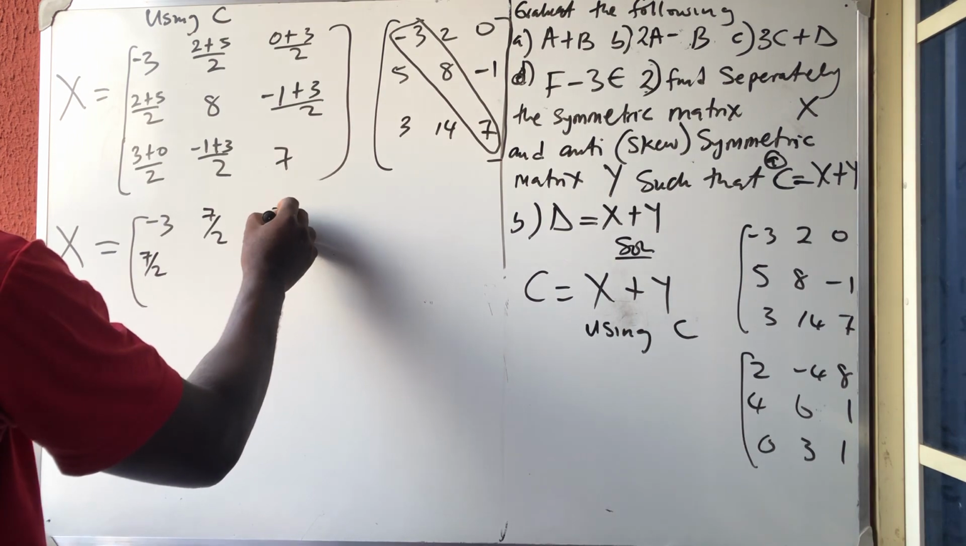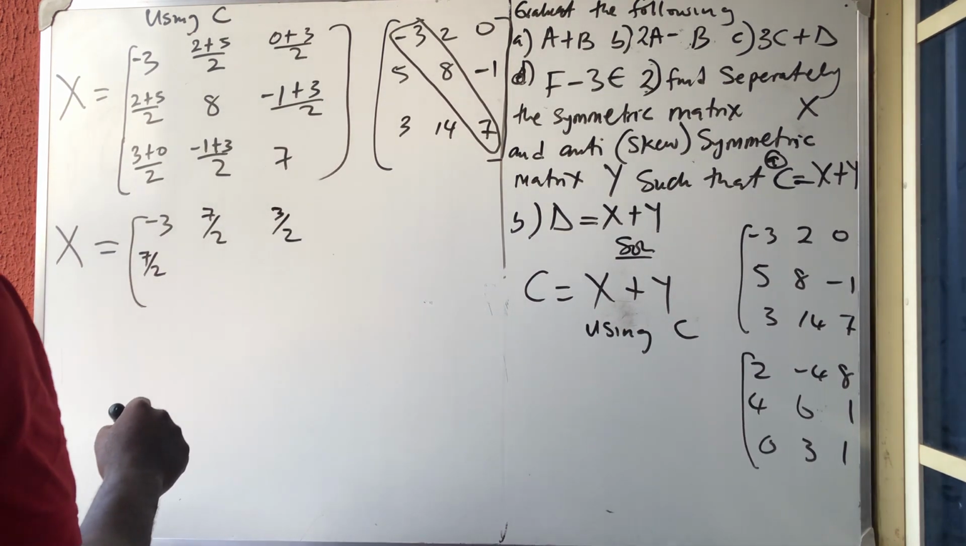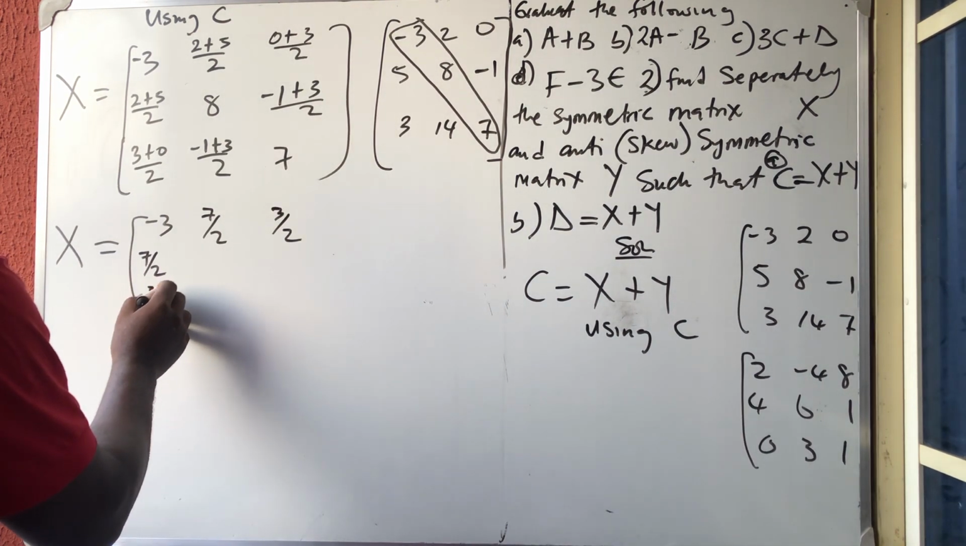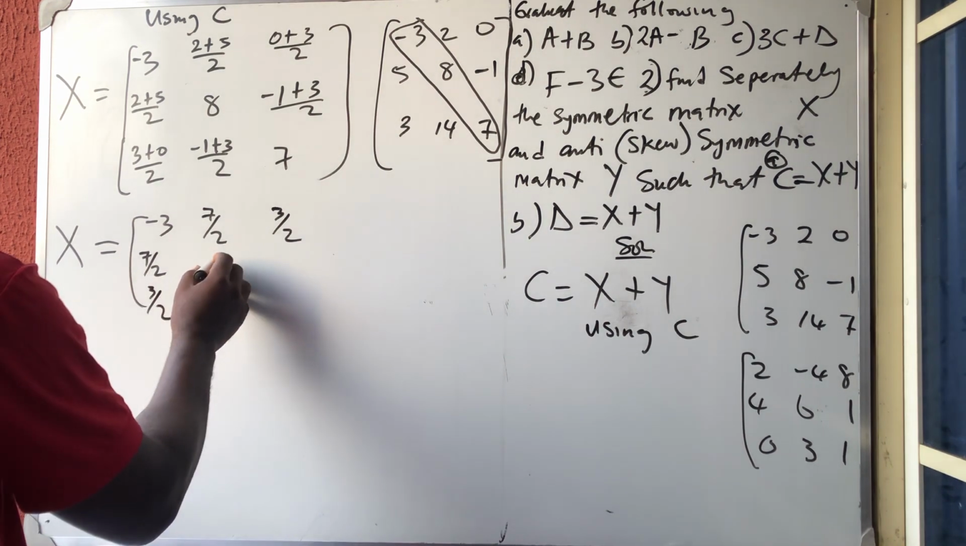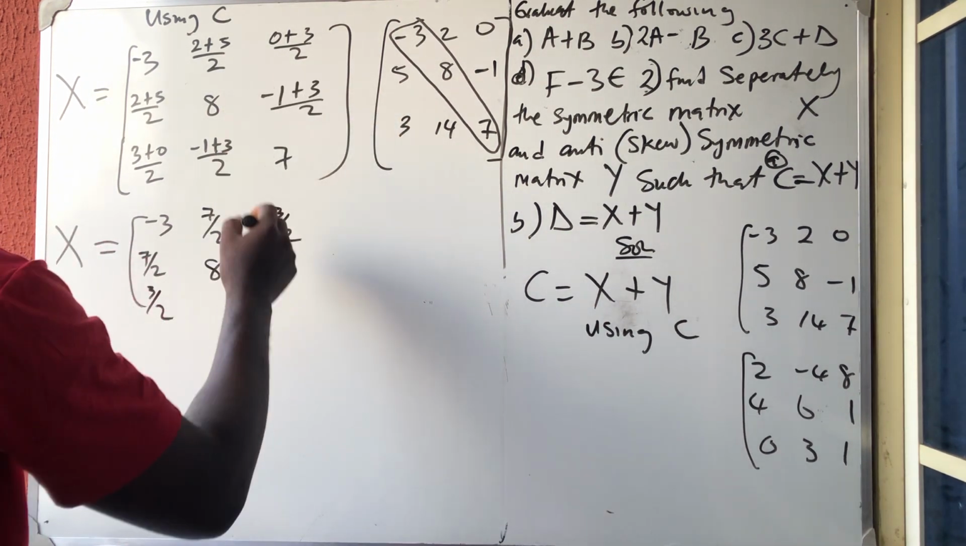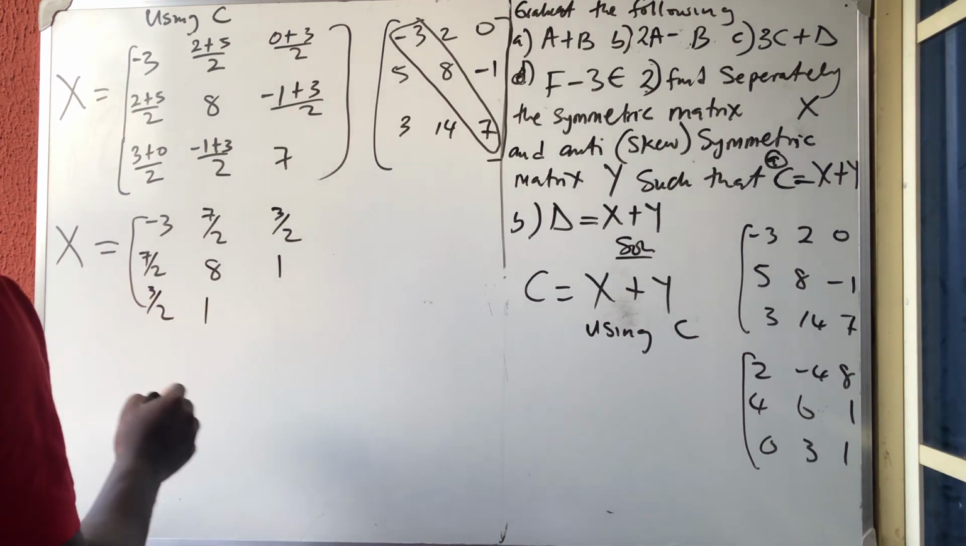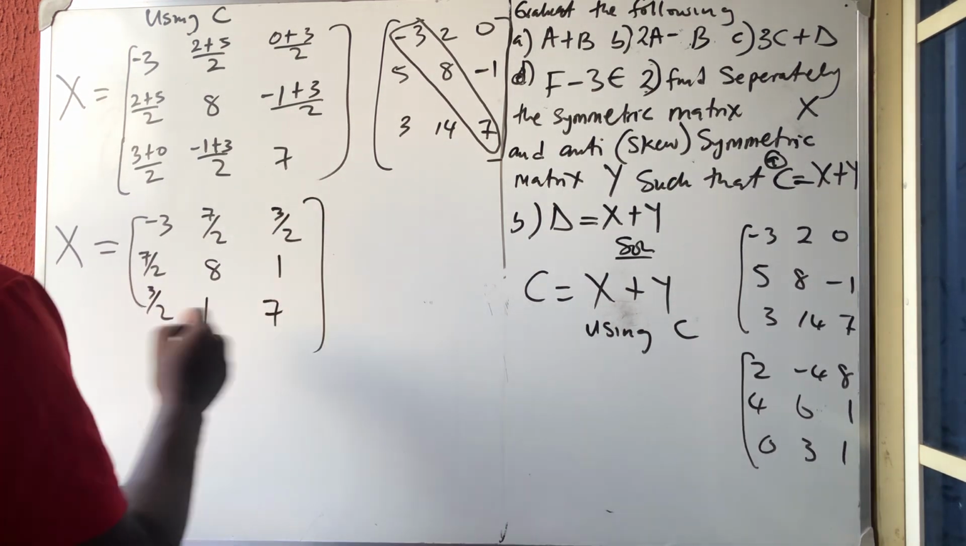This plus this will give you 3 over 2. The same 3 over 2 here. So what do we have here? 8 here will give you 2 over 2, which is 1, and here is 7. So if you look at this, this is what?